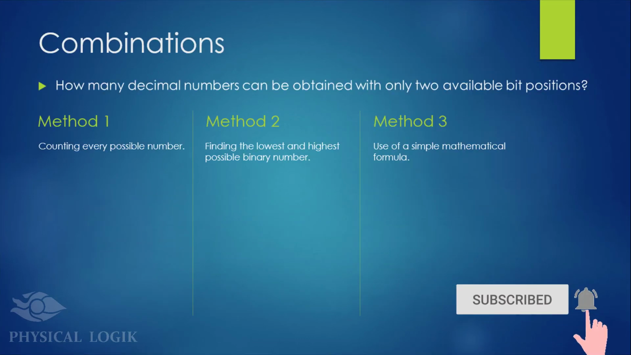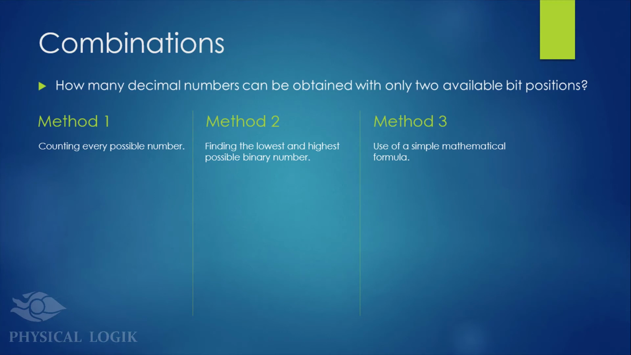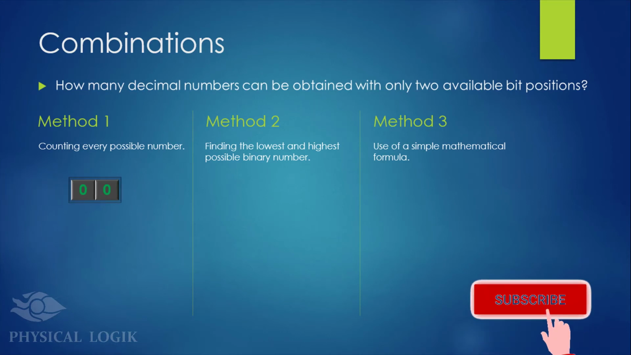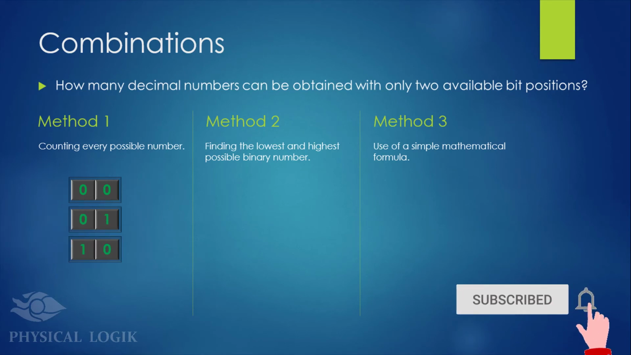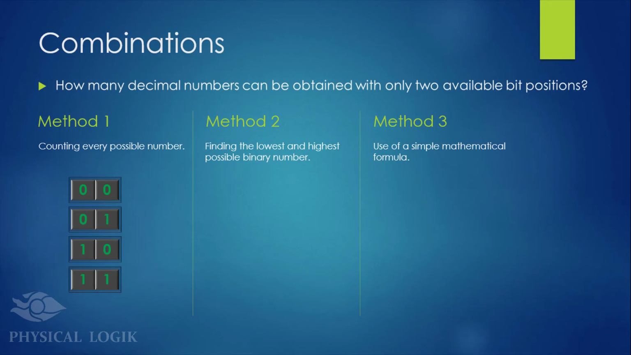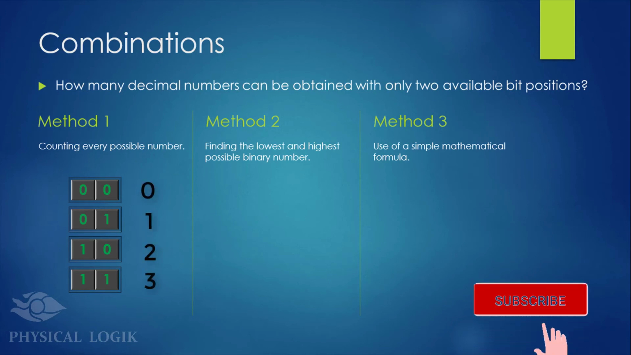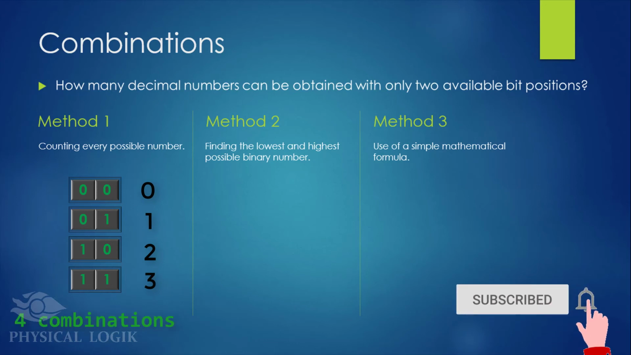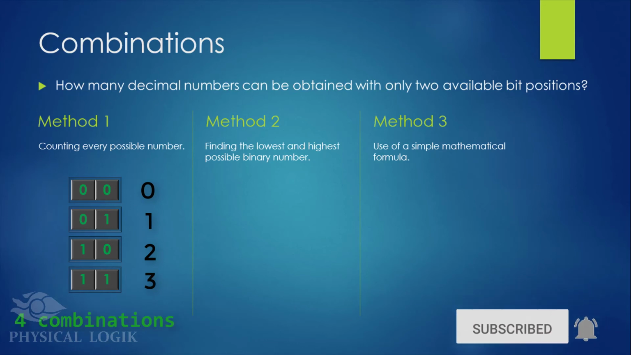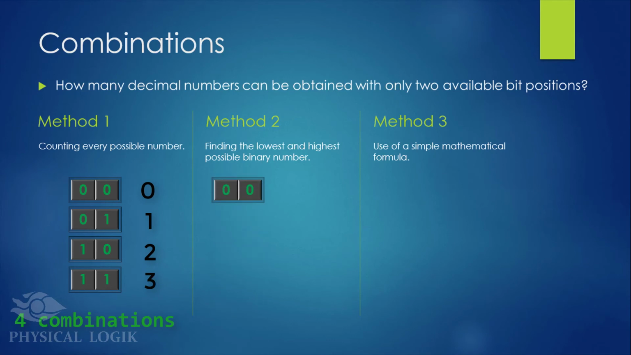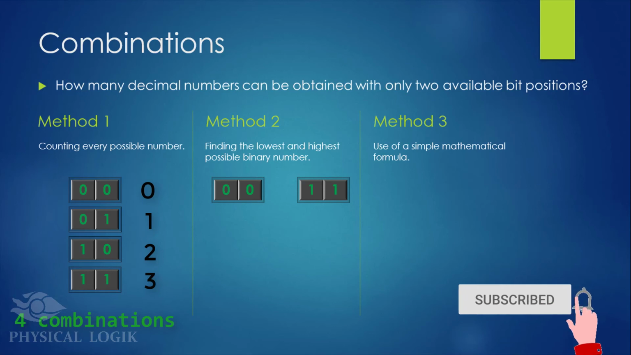Combinations. How many decimal numbers can we get if only 2-bit positions are available? 1, 2, 3, and 4. We have 4 possible combinations representing the decimals 0 to 3. This is one way to do this. An easier way is to only fill the spaces with zeros and then fill the spaces with ones. This still gives decimal numbers 0 to 3.